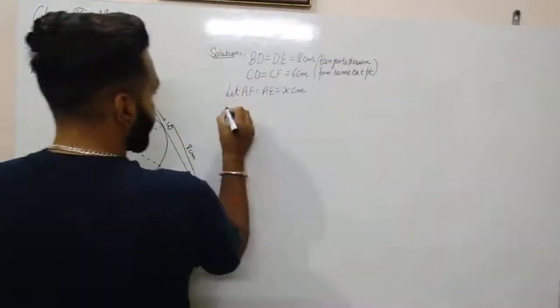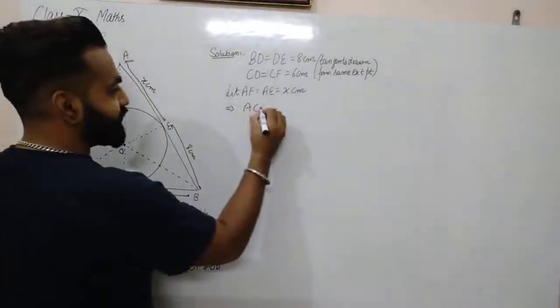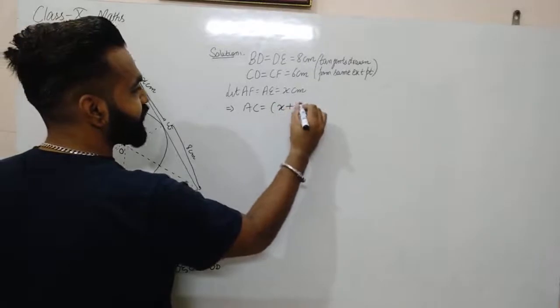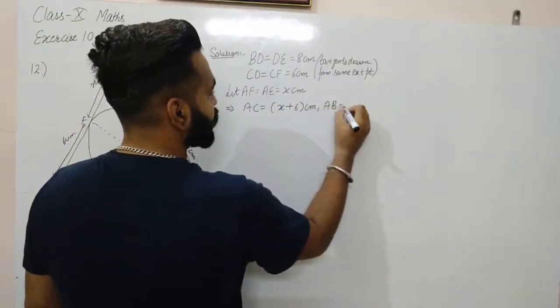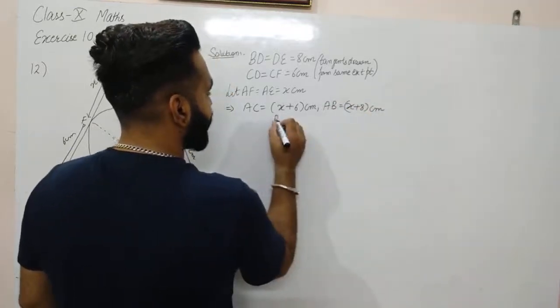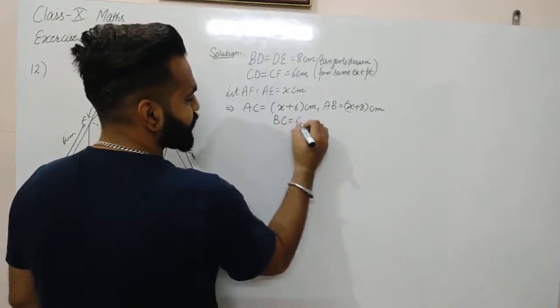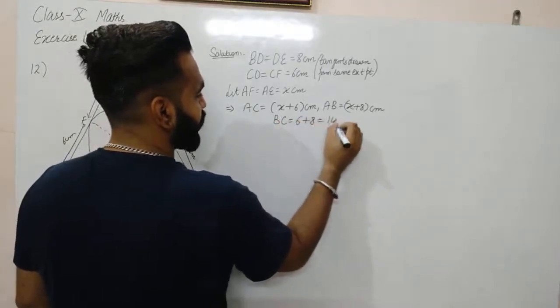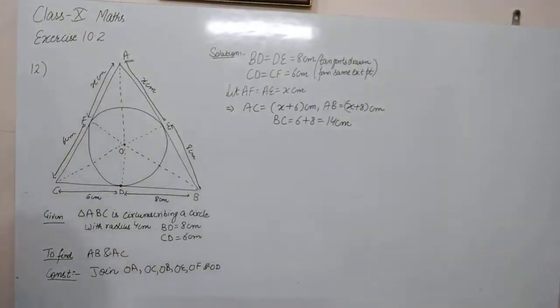From here we can see that if this is x and this is 6, then AC will be equal to x plus 6 centimeter. AB will be equal to x plus 8 centimeter. And BC is equal to 6 plus 8, that is 14 centimeter. So now all three sides of this triangle are known.